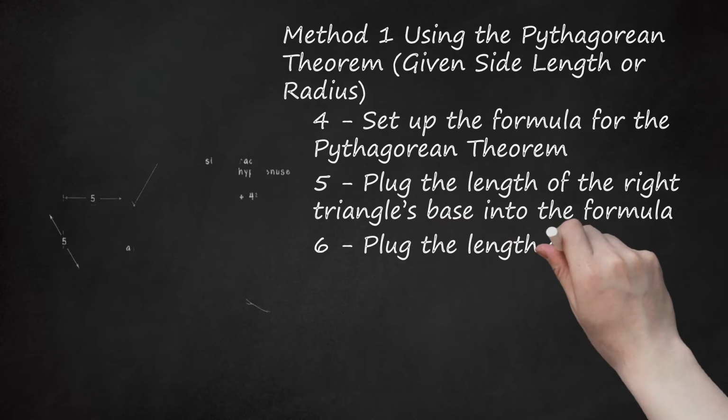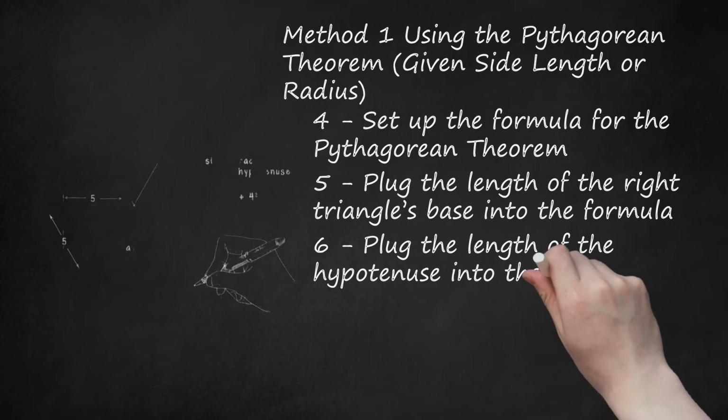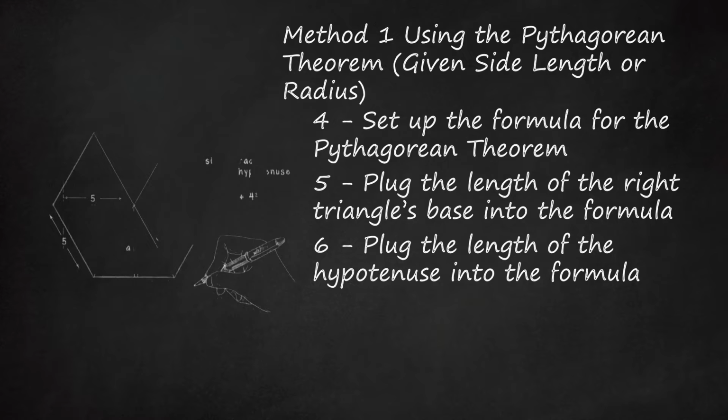6. Plug the length of the hypotenuse into the formula. You know the length of the hypotenuse because you know the side length of the hexagon. The side length of a regular hexagon is equal to the radius of the hexagon. The radius is a line that connects the central point of a polygon with one of its vertices. You'll note that the hypotenuse of your right triangle is also a radius of the hexagon, thus, the side length of the hexagon is equal to the length of the hypotenuse.